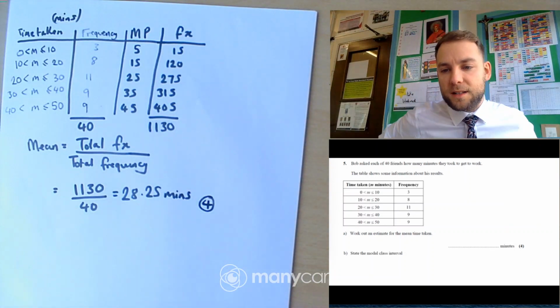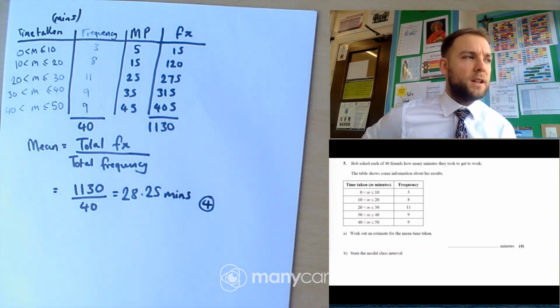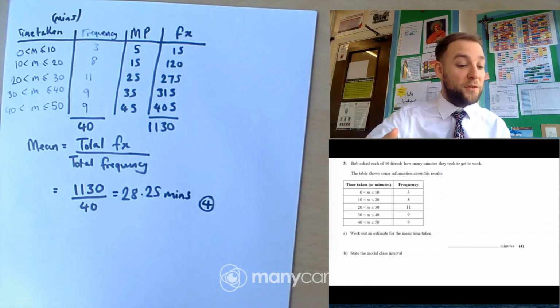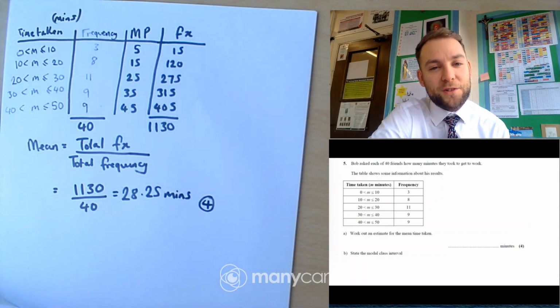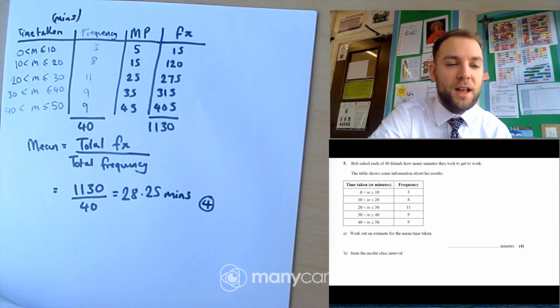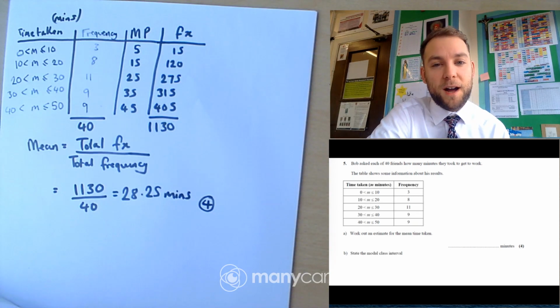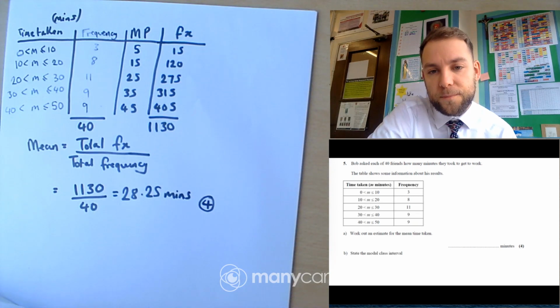Brilliant. So the next part says, state the modal class interval. Now, if you remember when you do averages, you might know the song. Hey diddle diddle, the median's in the middle. You add and divide for the mean. The mode is the one which is the most, and the range is the difference between. You might have done that in class.